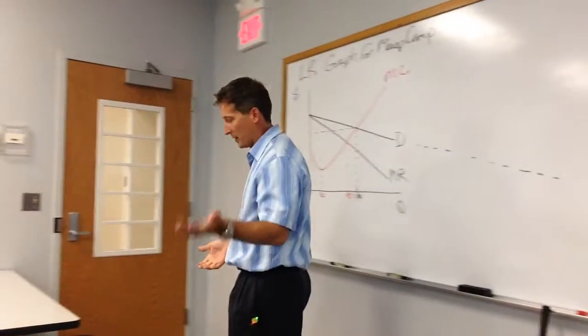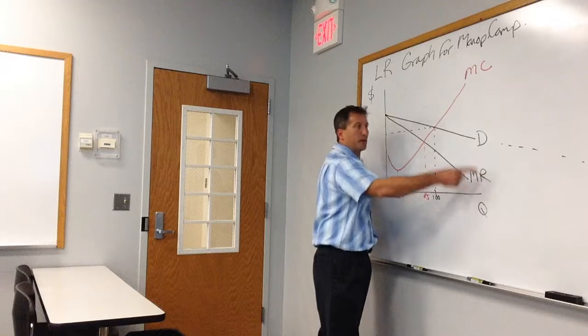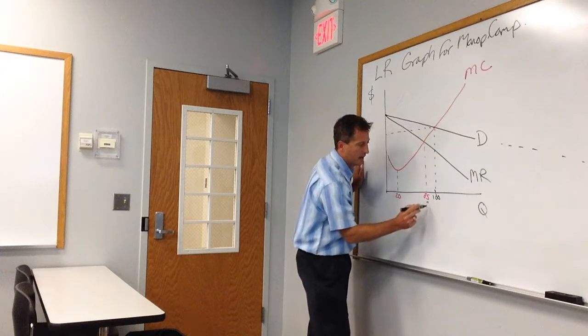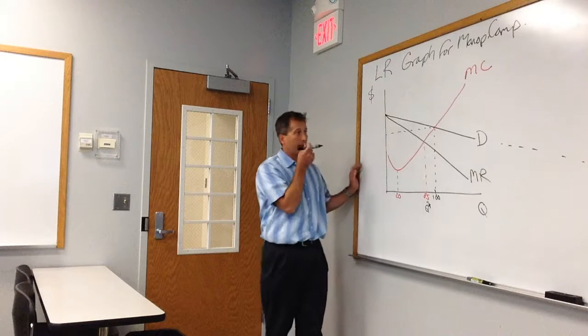As long as price is greater than average variable cost, produce the quantity where the revenue generated by the last unit produced is equal to the cost of the last unit. Okay, so there it is. There is the profit maximizing quantity of 85.